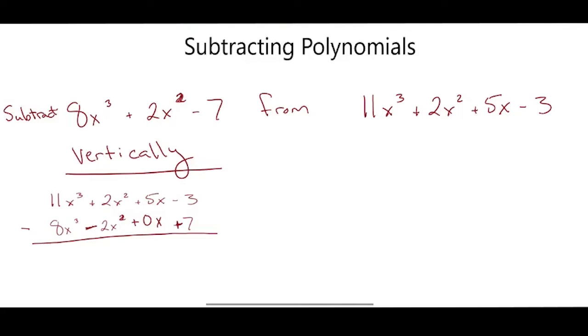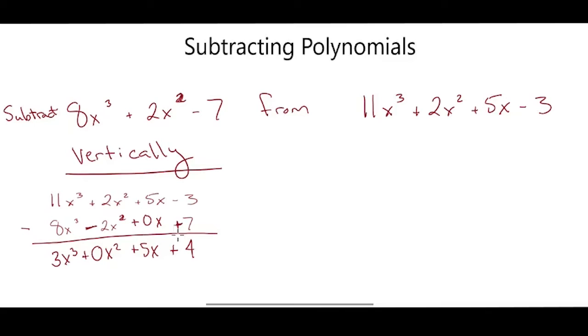So we'll do the negative 3 plus 4. Negative 3 plus 7 is positive 4. 5x plus 0x is 5x. So I'll put a plus 5x there. 2x squared minus 2x squared is 0x squared. And 11x to the third minus 8x to the third is 3x to the third.